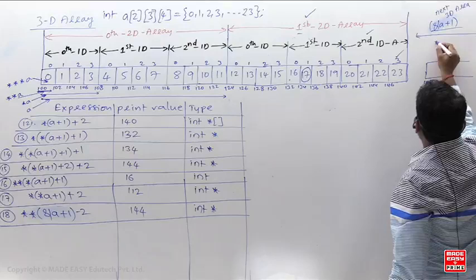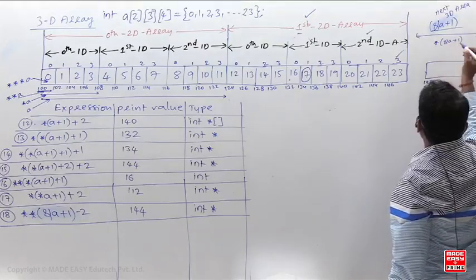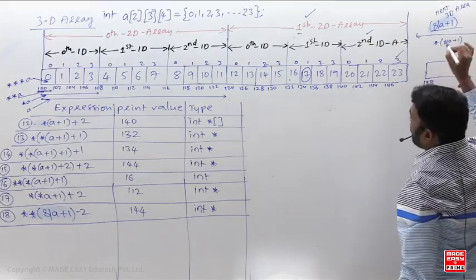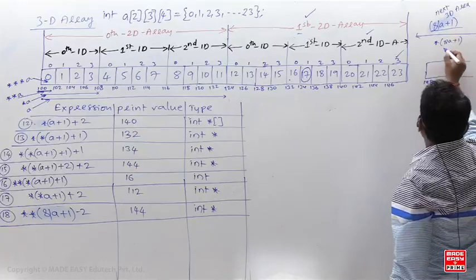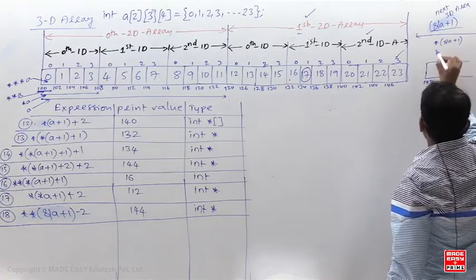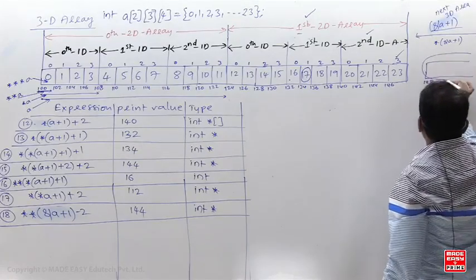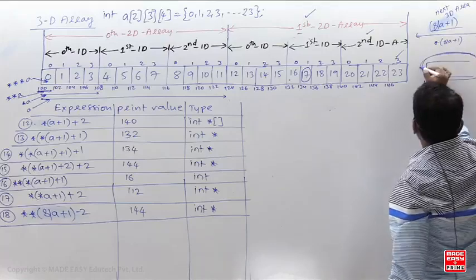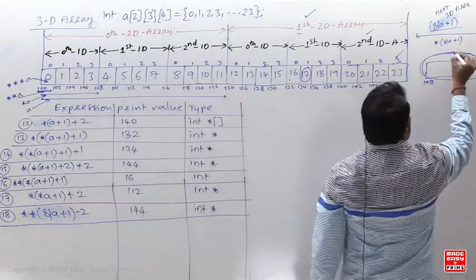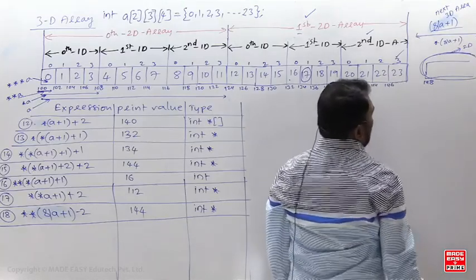If I apply star, now tell me, star ampersand A plus 1. It was pointing to the entire 3D array. If I apply star, it is going to point to what? The 2D array, just wait, we'll check it out. So it is going to point to the next 2D array, this pointing to 2D array, correct?